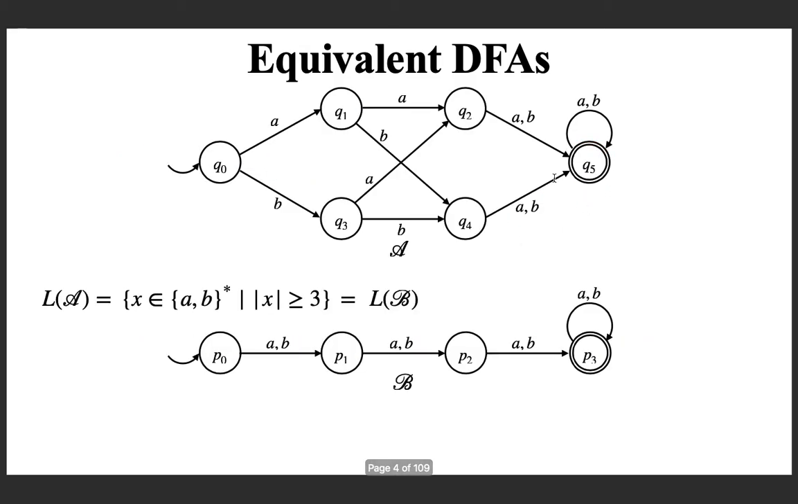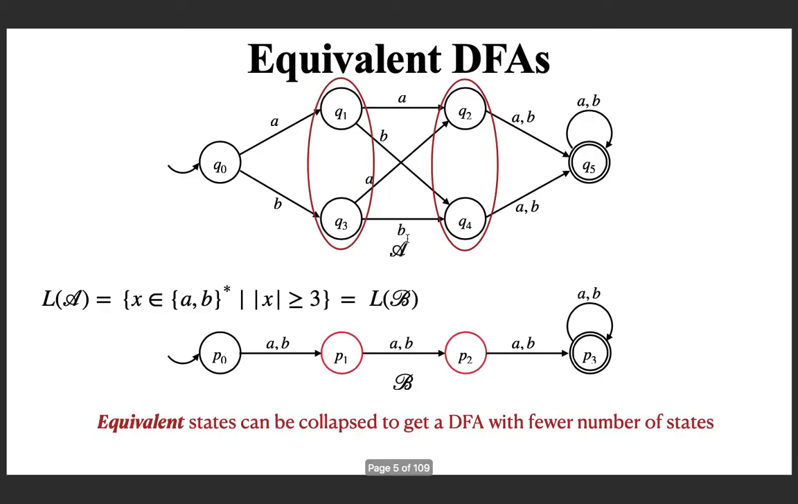Another example, A and B are equivalent DFAs generating the same language. B is the minimal DFA. The question is, how can you obtain B from A? The answer is, you find the equivalent states. Here Q2 and Q4 are equivalent, merge them into this state. Then Q1 and Q3 are equivalent, merge them into this state, and then you get B.